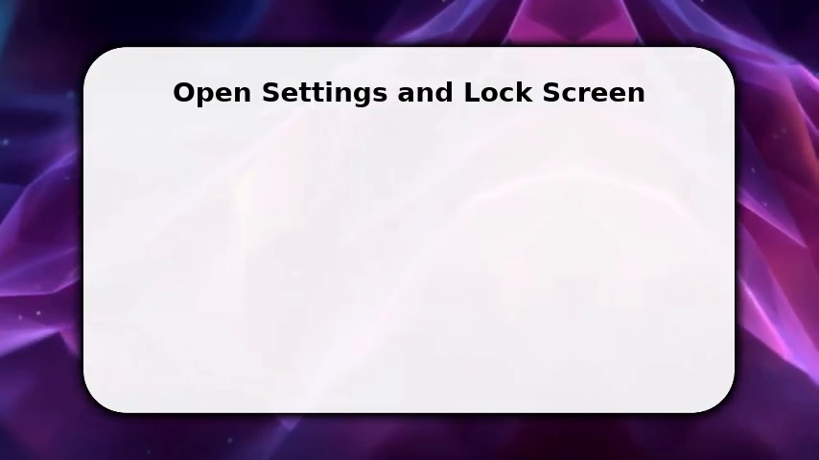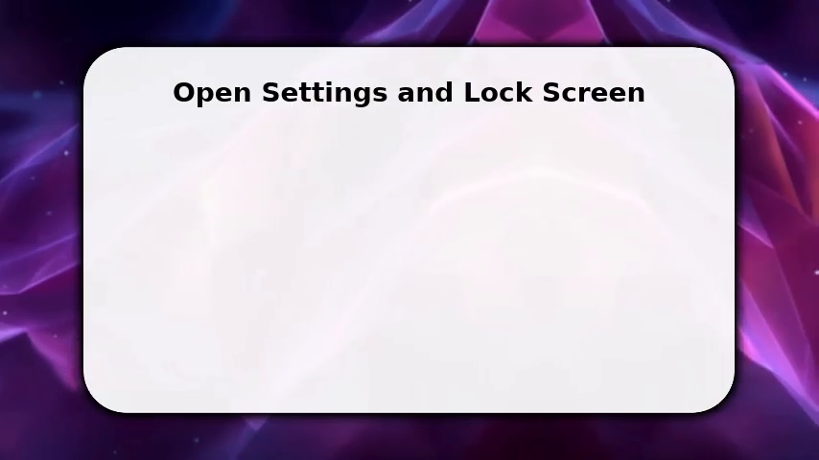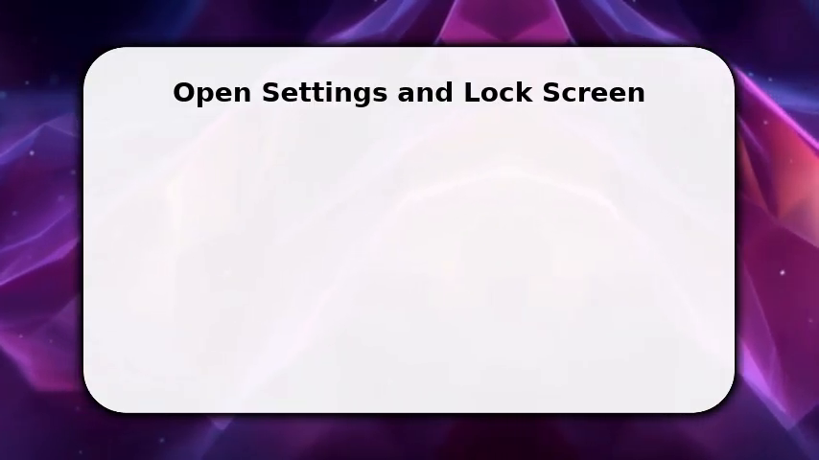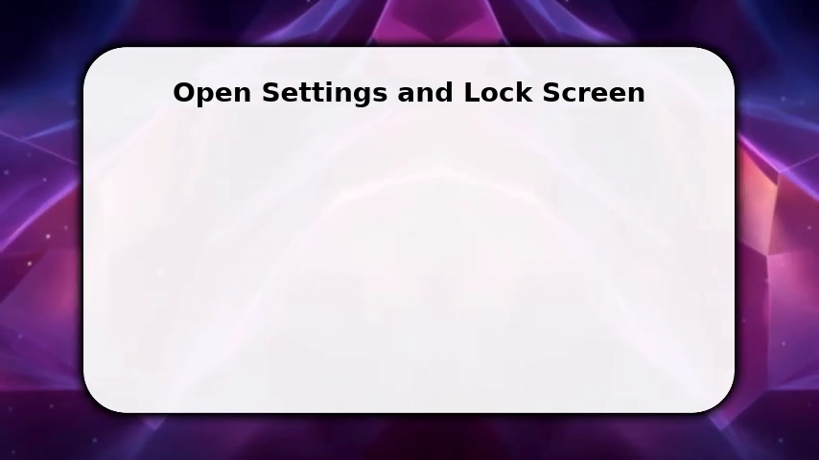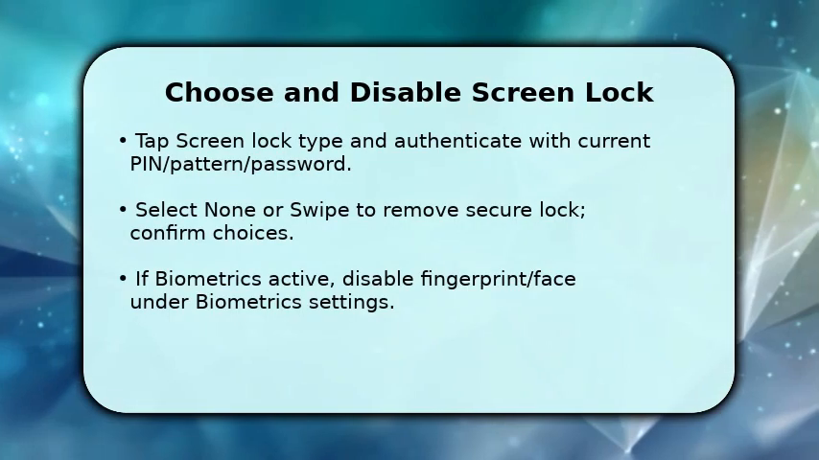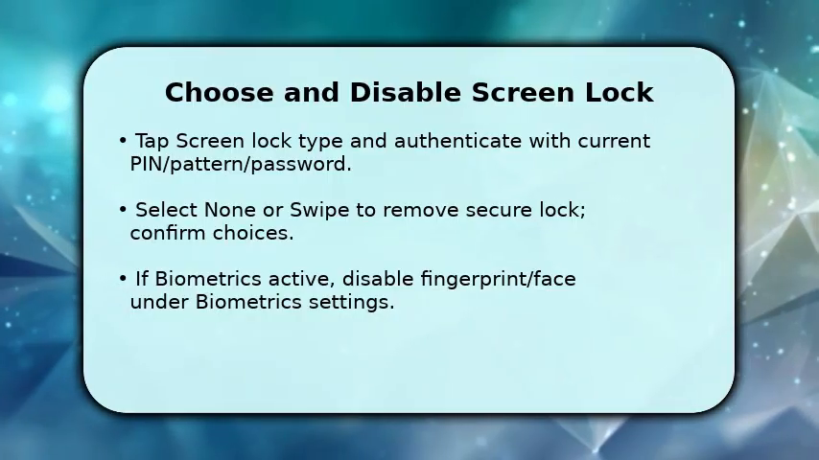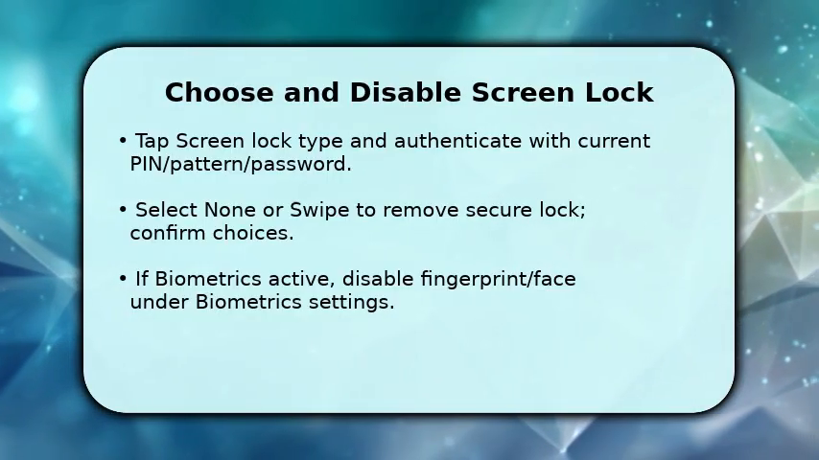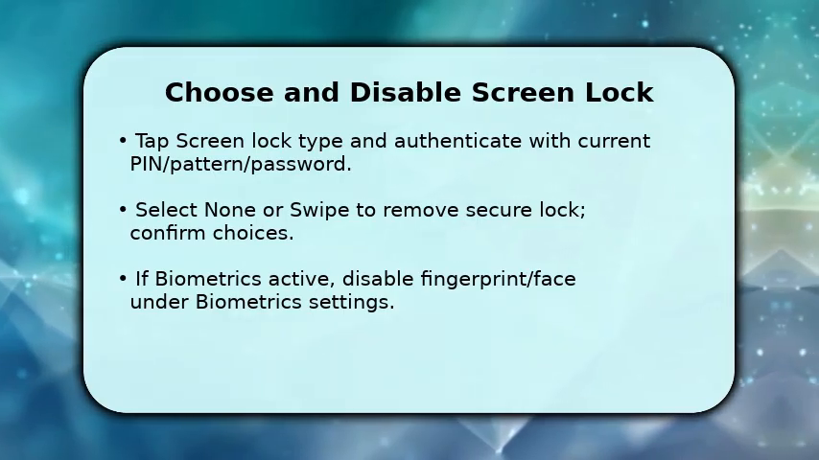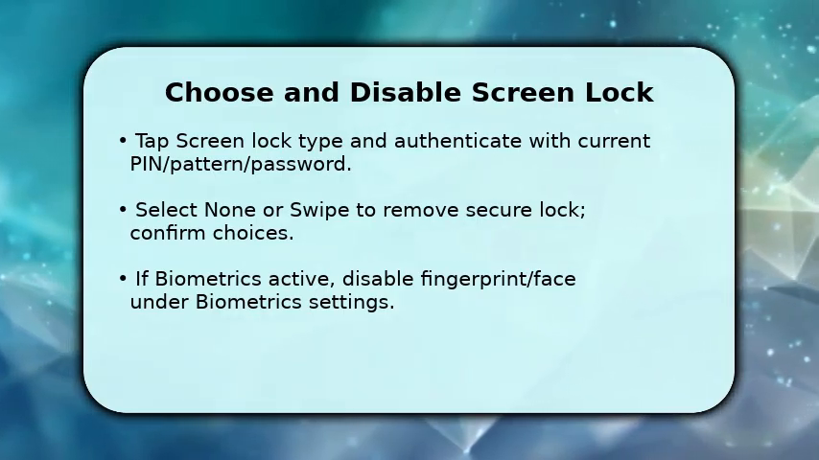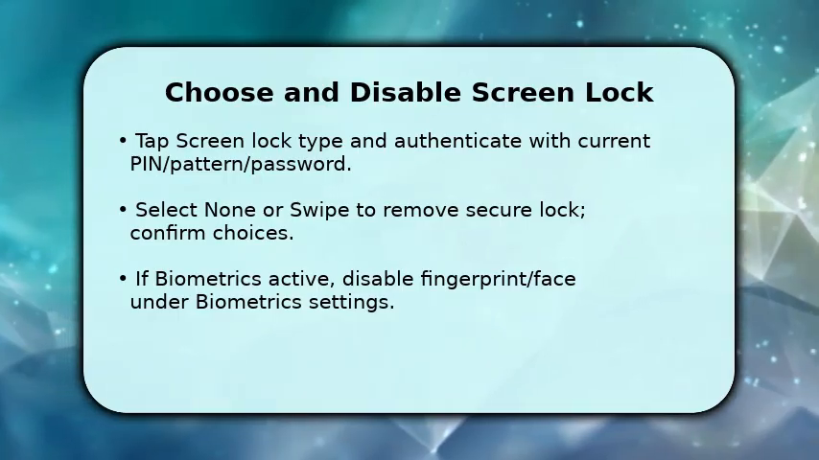or biometric. This matters because disabling different types follows the same path, but may prompt extra confirmation for security reasons, so stay ready. Next, tap Screen Lock Type and authenticate with your current method. The phone requires proof before changing security. After authentication, choose None or Swipe if you want no secure lock. Tap it and confirm when prompted.